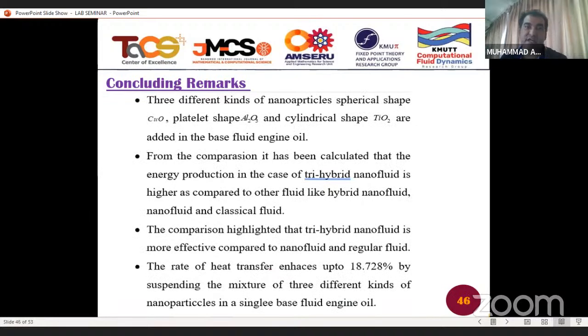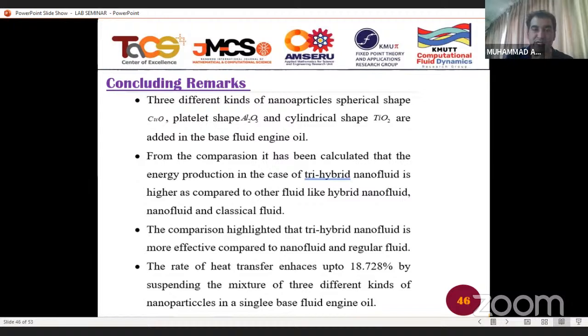The third one is that 3 different kinds of nanoparticles were considered, because from early studies we know that different shapes of nanoparticles can affect the heat transfer rate as well. So that's why we checked the different nanoparticles and their impact on the thermal transport properties of the base fluid. From the comparison, it has been calculated that the energy production in the case of trihybrid nanofluid is higher compared to the other fluids, as I explained in detail in the figures. The trihybrid nanofluid is more effective than the hybrid nanofluid and the classical fluid.